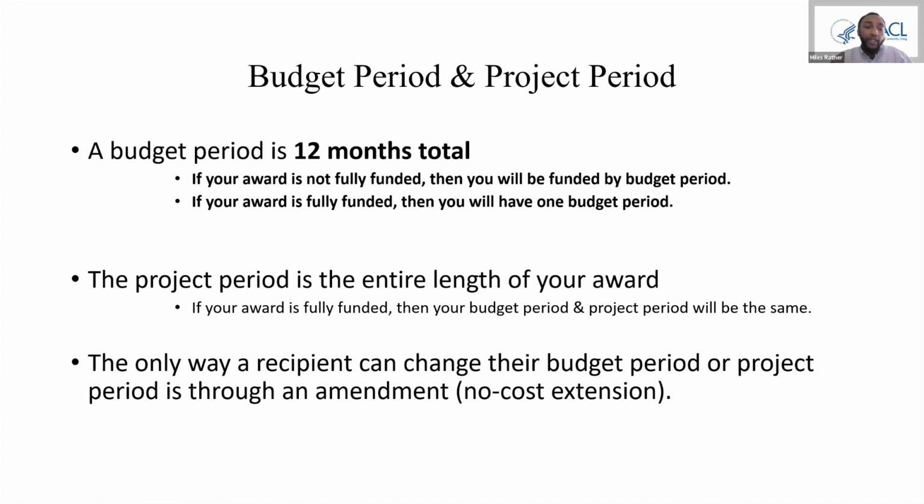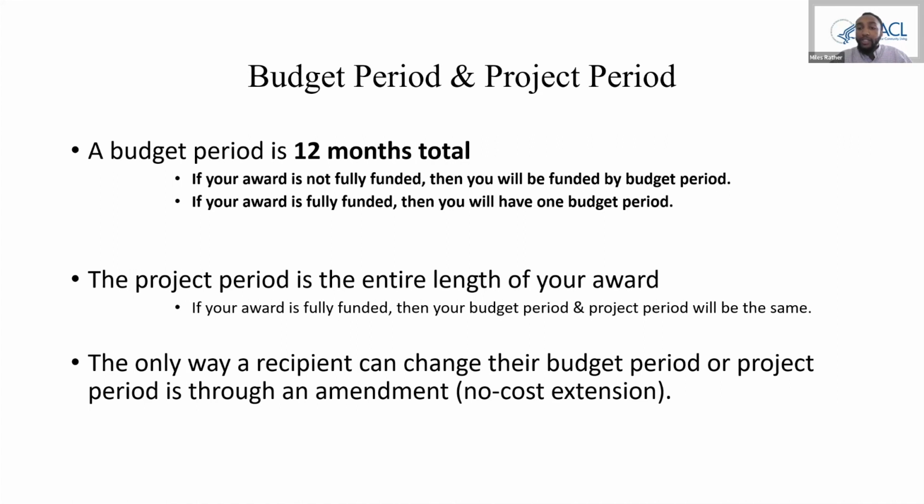Your budget period is 12 months in total. Because our INNU grantees are not fully funded, meaning projects who receive all their approved federal funds in their initial award, you will be given a portion of your award in 12-month intervals.